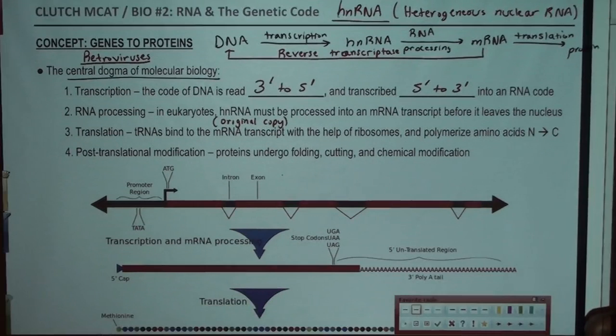And then translation: tRNA bind to the mRNA transcript with the help of ribosomes and polymerize amino acids. So basically, we are adding amino acids together by peptide bonds. That's what we're talking about here, peptide bonds.